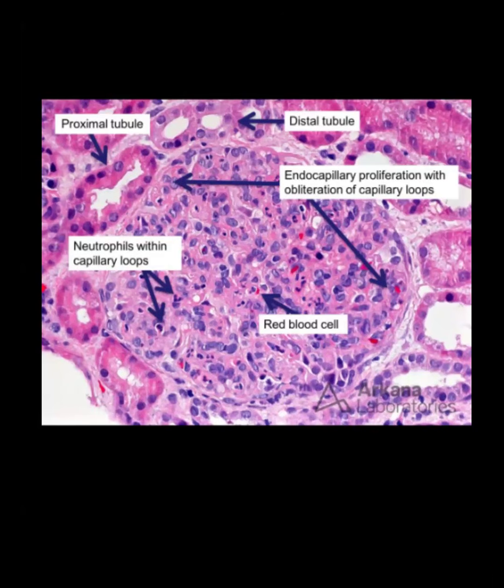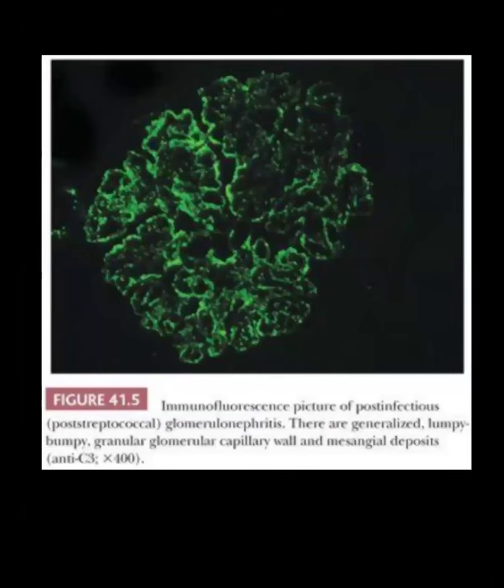Okay. Good. So here it is again, an immunofluorescence picture of post-infectious GN or post-streptococcal GN. You can see the starry sky appearance. There are two patterns in post-infectious GN: one is the starry sky pattern, and another is the garland pattern. Starry sky appearance also occurs in Burkitt lymphoma, a blood tumor with an 8 to 14 translocation. So there are generalized lumpy, bumpy, granular glomerular capillary walls and mesangial deposits.